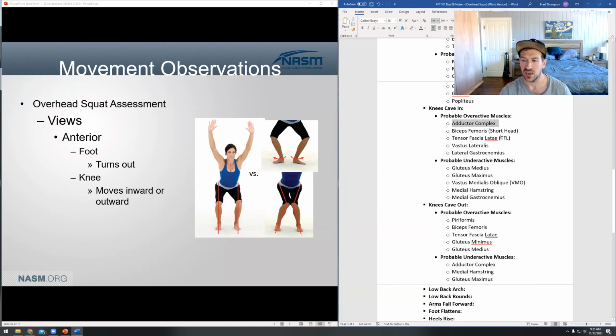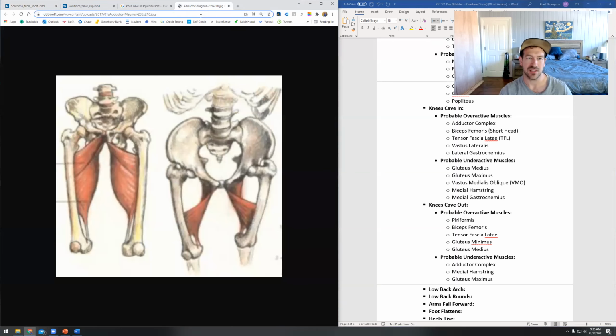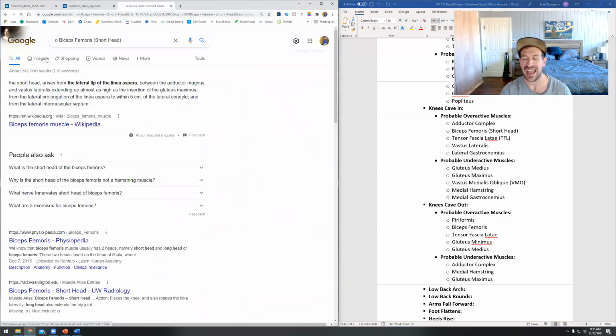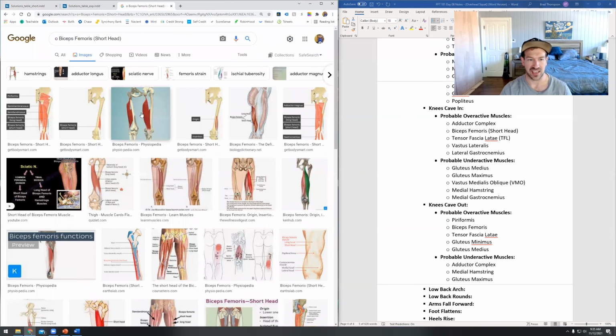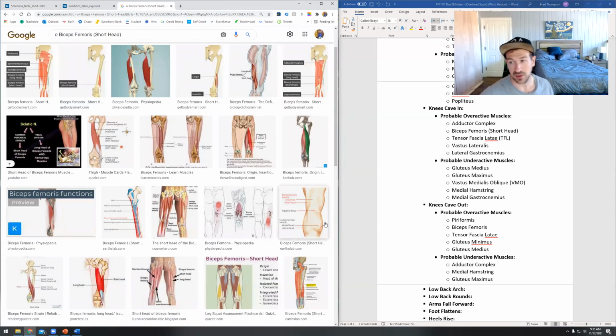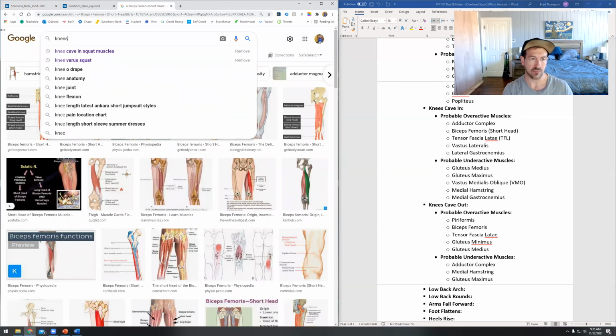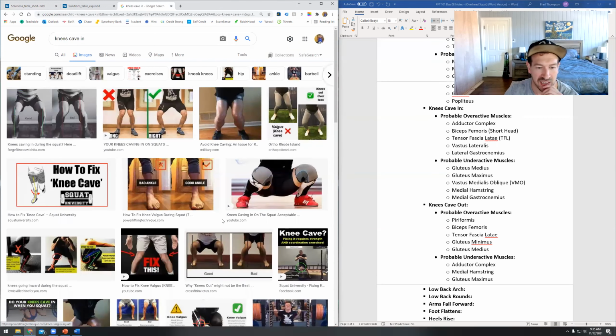So with the cave in, the adductor complex, we're also going to see the biceps femoris short head. Remember, that's that lateral hamstring muscle from earlier. That one's sometimes confusing. Why would a muscle on the outside of the thigh be causing the knees to cave in? Well, it's not so much the adduction that the biceps femoris is contributing to, it's the internal rotation. When we see the knees cave in, that's not just the knee coming straight in, it's actually rotating the femur.